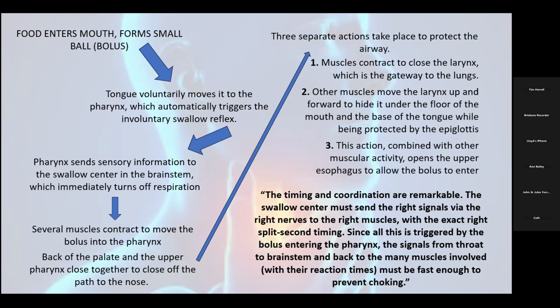The timing and coordination are remarkable. The swallow center must send the right signals via the right nerves to the right muscles with the exact right split-second timing. About a second, yeah? Yep. Since all of this is triggered by the bolus entering the pharynx, the signals from the throat to the brainstem and back to the many muscles involved with their reaction times must be fast enough to prevent choking. That's amazing. That sounds like design to me.